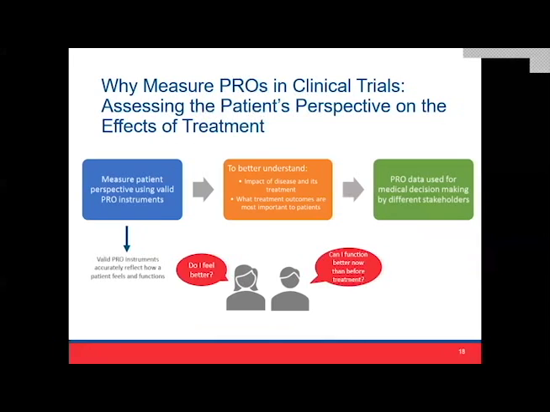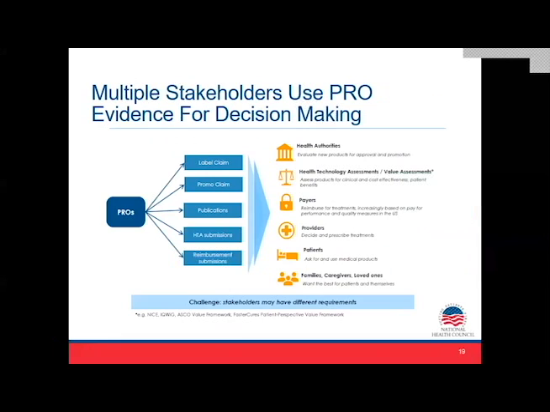And then we also want to find out what treatment outcomes are most important to patients. When we're able to measure these things, then we have output. And the PRO data that we have as output can be used for medical decision-making, and they can be used by different stakeholders. Let's take a look at the different stakeholders who use PRO data for decision-making.